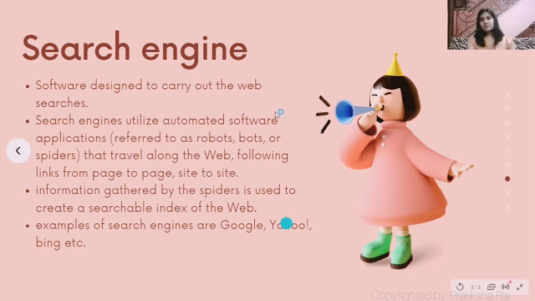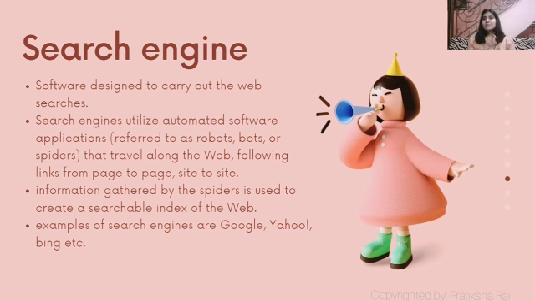These are additional information, and it's not really important for you to know this kind of information, but just because we have mentioned it here, I'll explain it to you in very easy language what it means. So, a search engine utilizes automated software applications referred to as robots, bots, or spiders that travel along the web following the links from page to page. So all the navigation that goes on in the page, or how you get the search results, is dependent on these web crawlers, or robots or bots of the search engine.